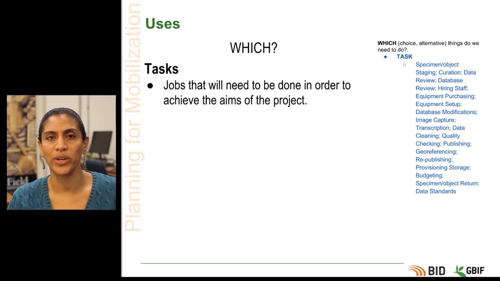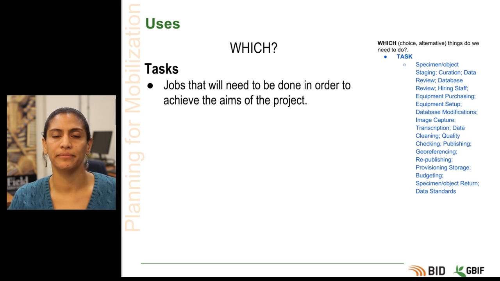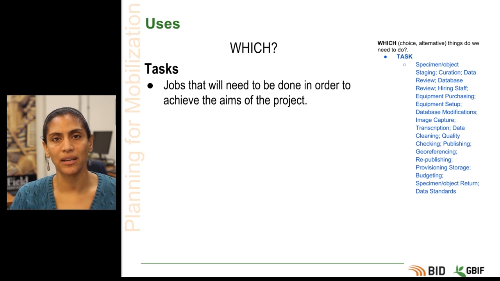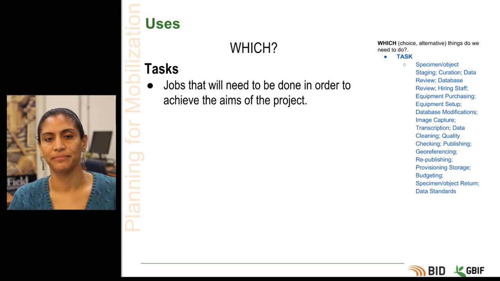Tasks represent which things you need to do. The set of tasks is largely dependent on the type of digitization that you need to do in order to create a publishable dataset. However, they will most likely include some or all of the following: specimen and object staging, curation, data review, database review, image capture, transcription, data cleaning, quality checking, georeferencing, and republishing.